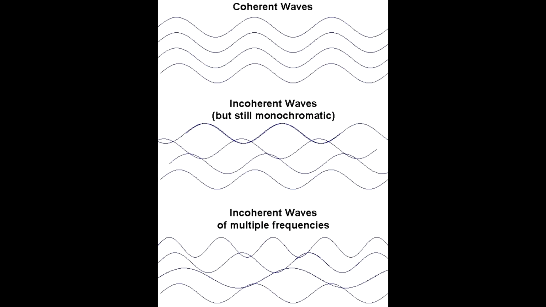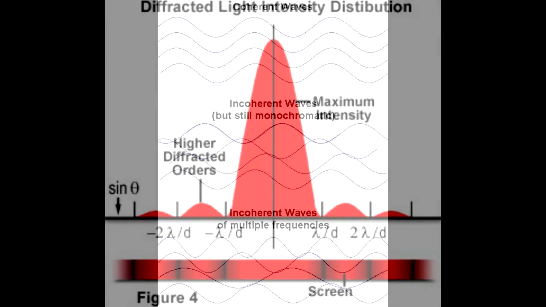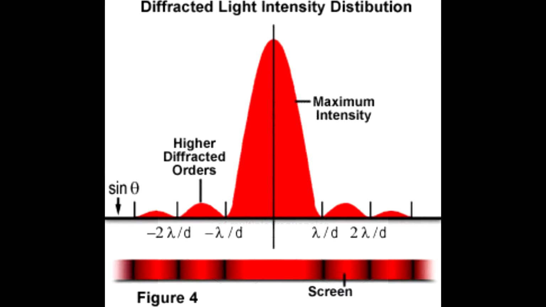Coherence is when two or more waves are emitted at a constant phase difference. Path difference is phase difference in terms of wavelength.